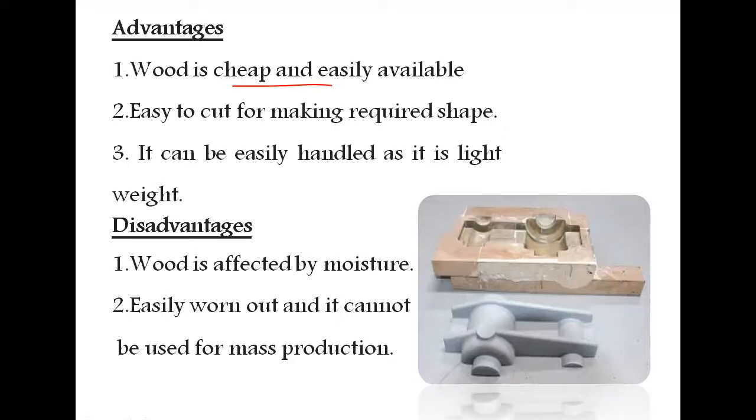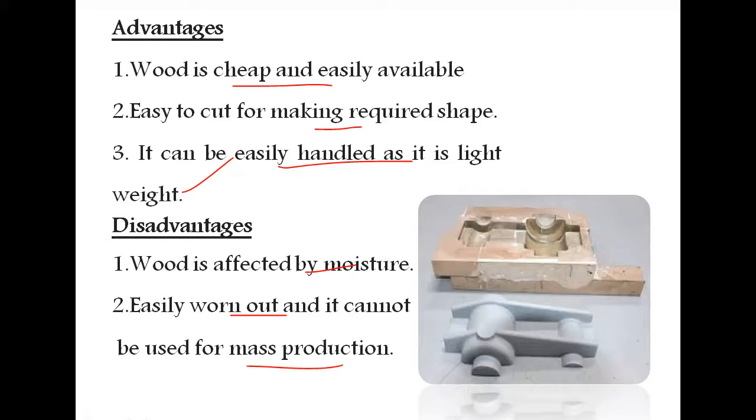Wood is cheap, easily available and easy to cut. When you prepare the masterpiece, it can easily be machined with the support of a lathe. It can be easily handled and is lightweight. What are the drawbacks? Wood is affected by moisture, so it easily wears out. It cannot be used for mass production.